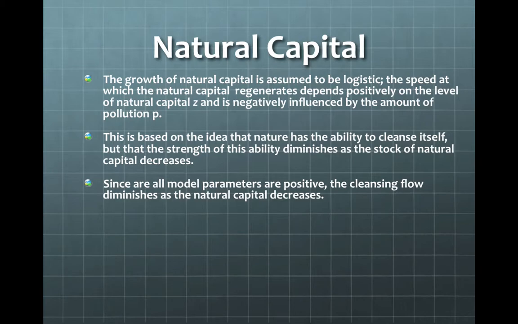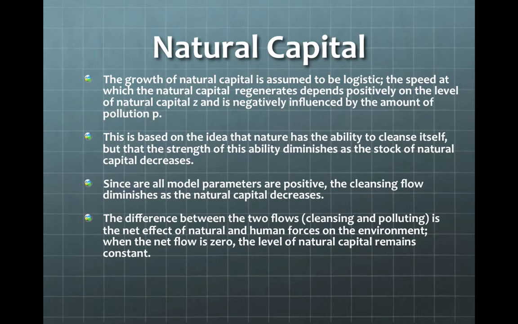So that's a little bit of what we mentioned already. The difference between these two flows, the cleansing and the polluting, that appear in that F function, is the net effect of natural and human forces on the environment. So there's a natural ability to regenerate, and then there's the human component trying to clean it up.